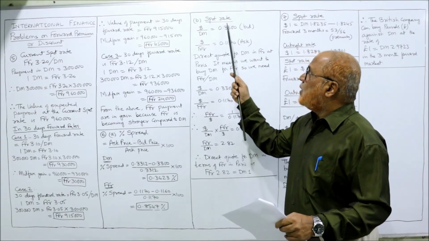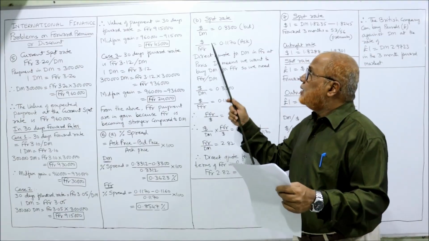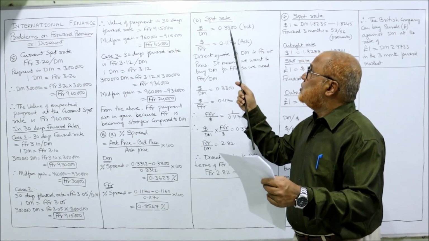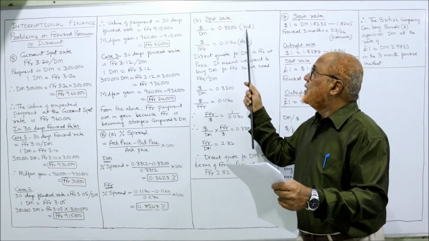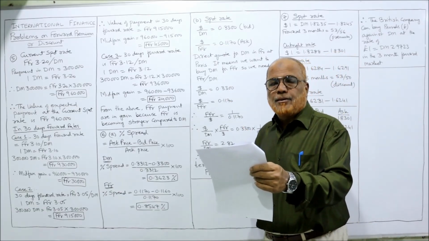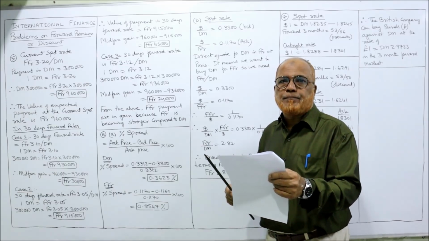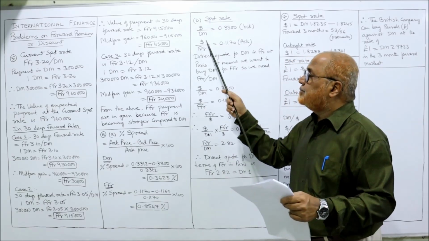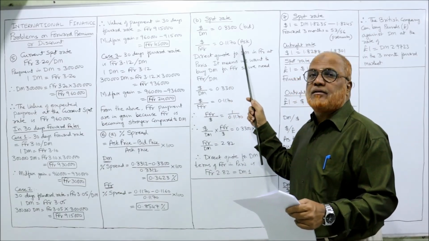So here, spot rate. The spot rate is given dollar per DM is 0.3300, this is a bid rate. And dollar by FFR, ask rate, because we are buying the FFR against DM. So we need the ask rate. So dollar per FFR is equal to 0.1170, ask rate.